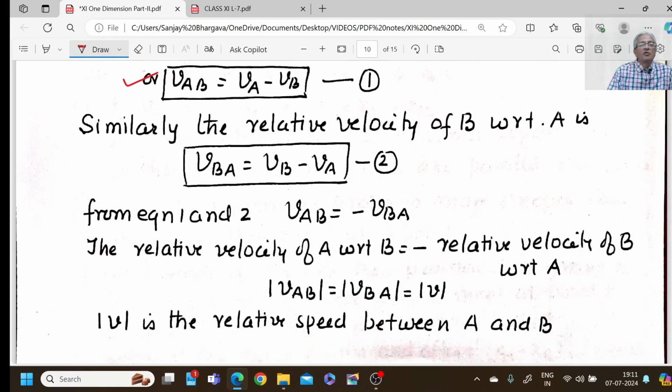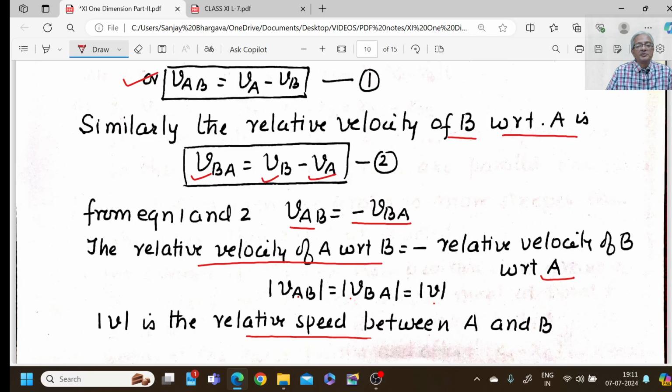Similarly, I can calculate the relative velocity of B with respect to A. So VBA would be VB minus VA. From equations 1 and 2, VAB is equal to minus VBA. The relative velocity of A with respect to B is equal to the negative of the relative velocity of B with respect to A. But the magnitude of VAB and the magnitude of VBA are equal to V. What does V represent? It is the relative speed between A and B.